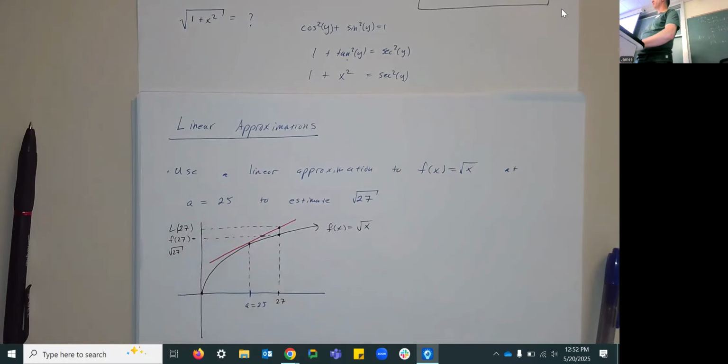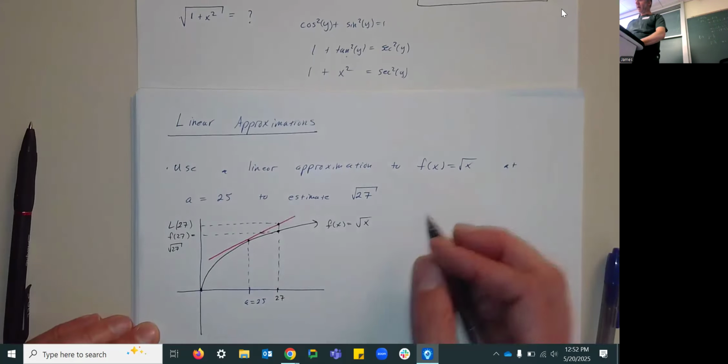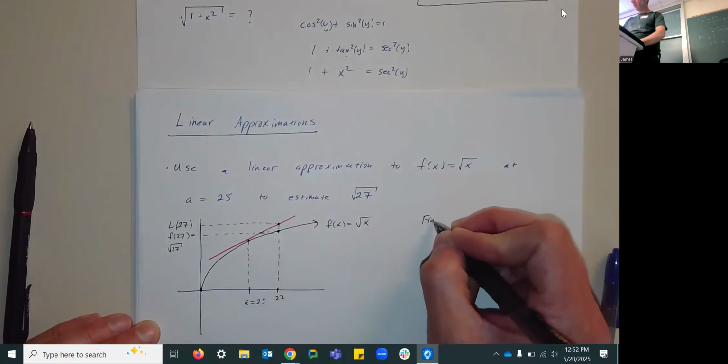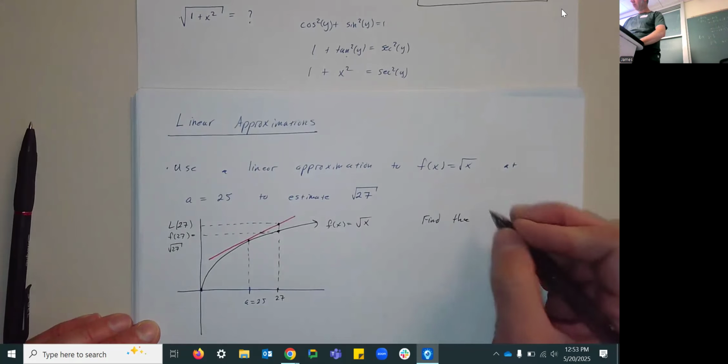That's the whole idea here, is that as long as you aren't too far away from the point of tangency, you can use the straight line or the linearization to approximate the function value. Let's go ahead and do it. So we're going to start by finding the equation of the tangent line.